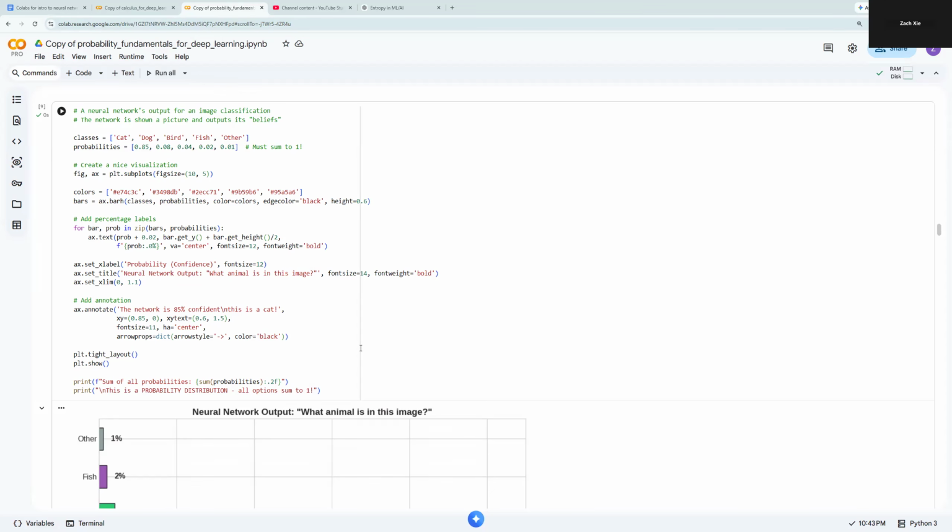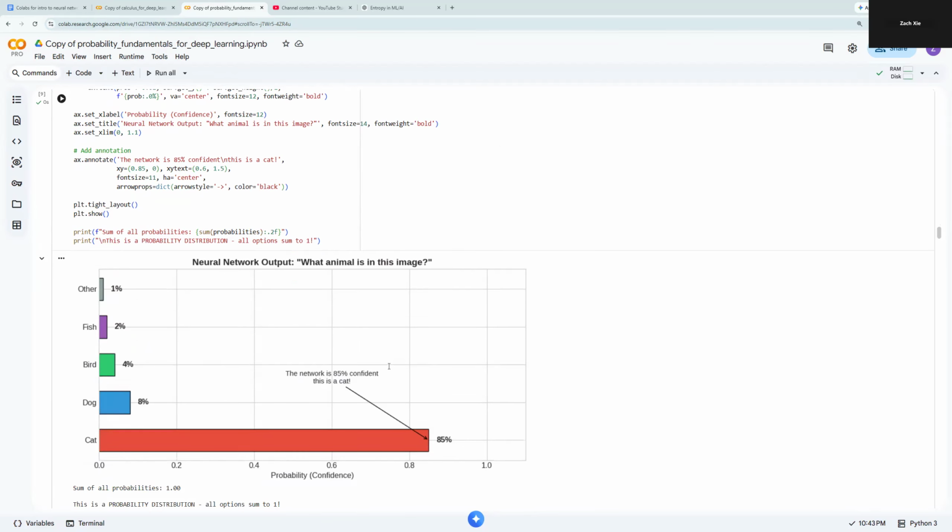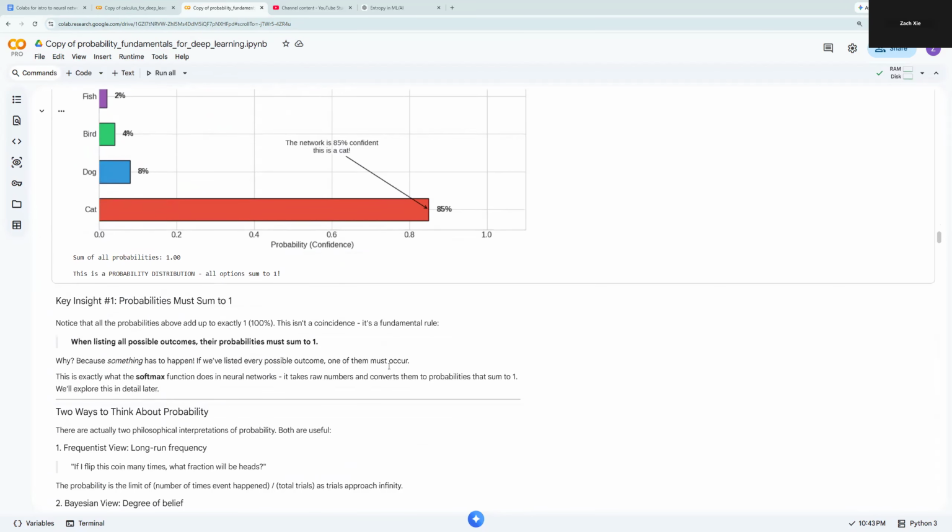So in this notebook walkthrough, we're going to look at the probability fundamentals that are relevant to deep learning. So we start with some basic probabilities. It's essentially just the likelihood of the samples, right? The distribution.